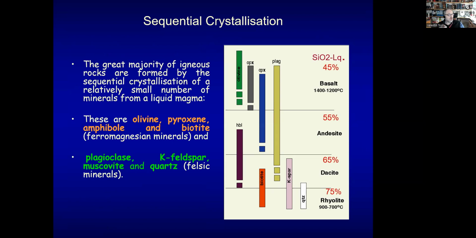So initially olivine, pyroxene, amphibole, biotite, the ferromagnesian dark minerals form, and later plagioclase, K-feldspar, muscovite, and quartz dominate. Plagioclase crystallizes almost throughout, but K-feldspar, muscovite, and quartz come only very late, as I'm showing here with my cursor on the right-hand side in the lower part of the diagram.